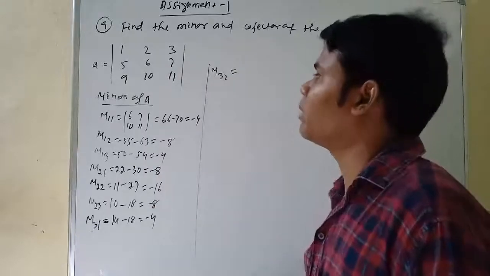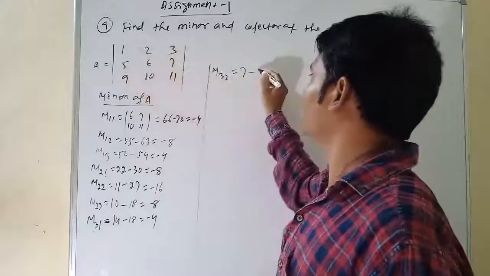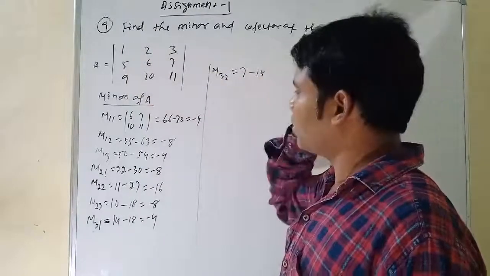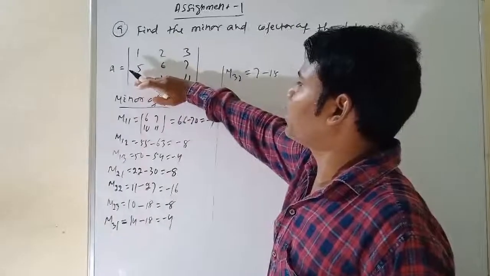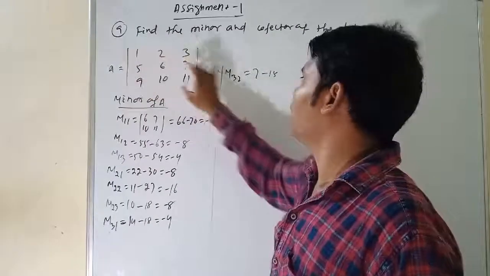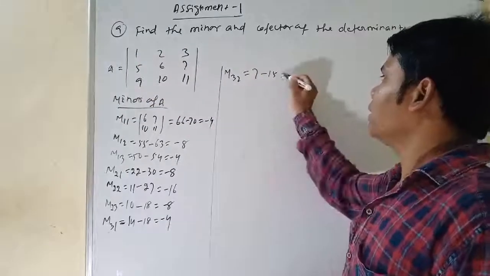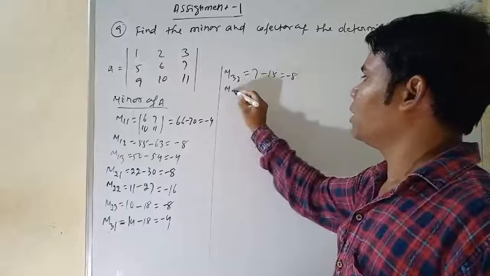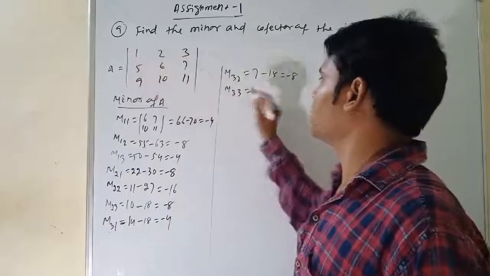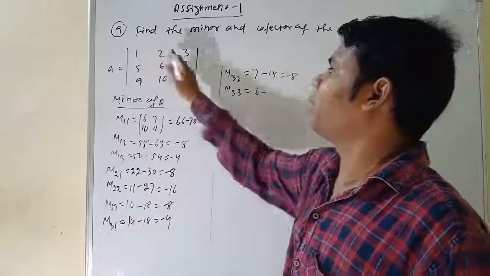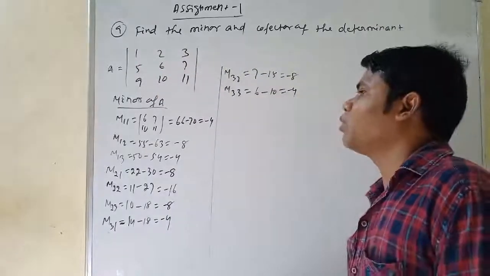M32 is equal to, for this element, 1 into 7, 7, minus 5 into 3, 15. You see, this element means this column and this row have to be removed, then you find 1 into 7, 7, minus 5 into 3, 15, is equal to -8. M33, for this element we have to remove this row and column, 1 into 6, 6, minus 5 into 2, 10, is -4. Okay, then cofactor of a.